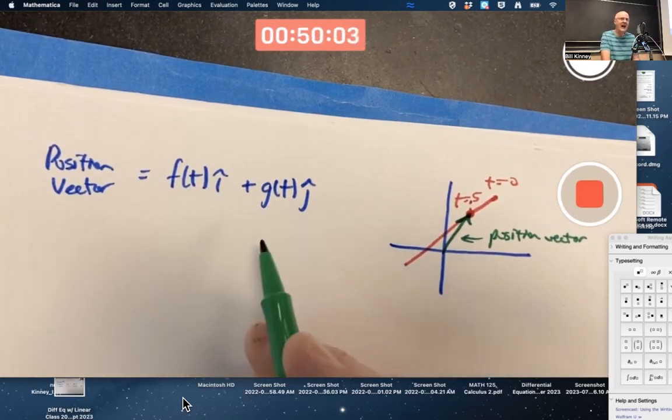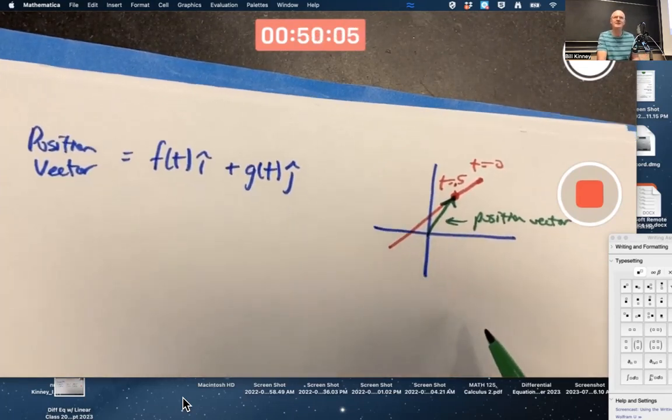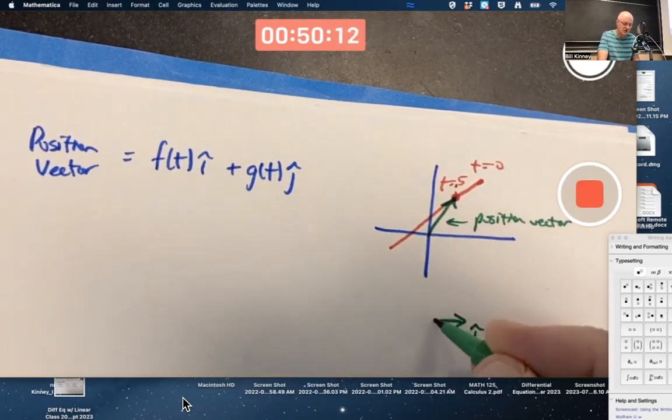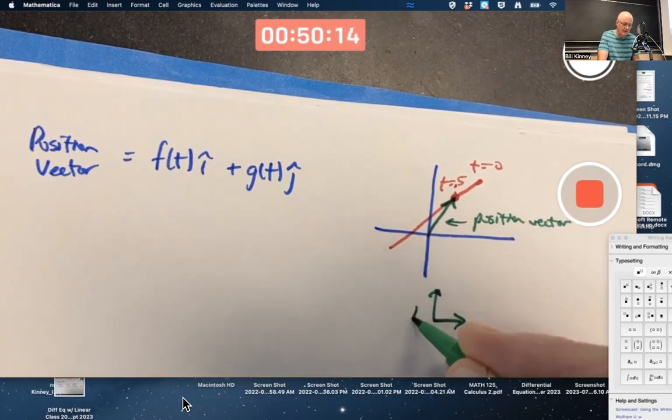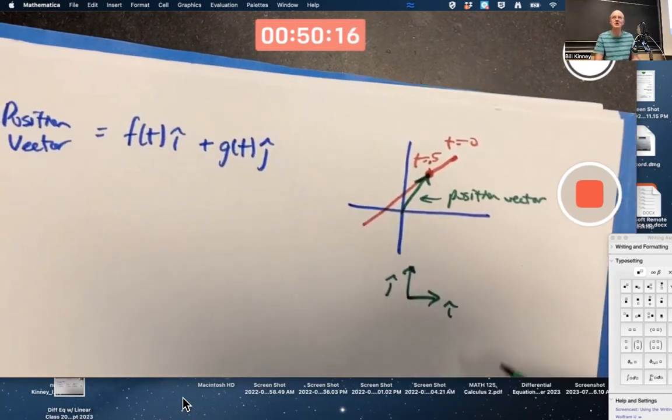What is the i hat and the j hat? Those are called standard unit vectors. i hat points directly to the right. j hat points directly upward. And they have unit length. If you're measuring distance in centimeters, they would be 1 centimeter long.